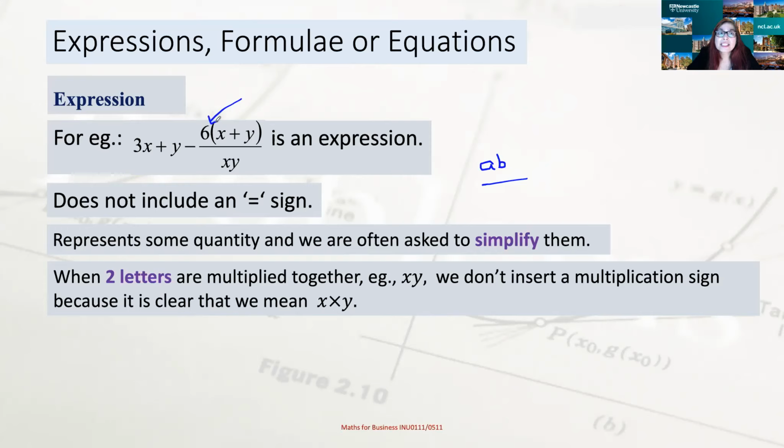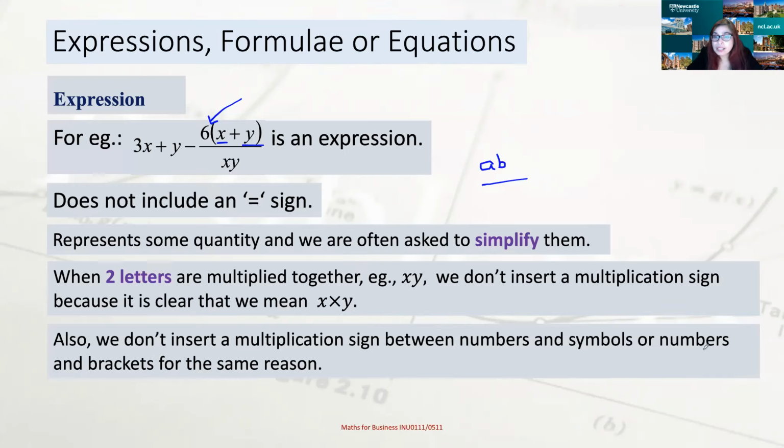You can simply say 6 times x plus y, that means you're multiplying 6 with x and adding it to 6 times y. You don't have to write a multiplication sign here; you just put a bracket. So we don't insert a multiplication sign between numbers and symbols, or numbers and brackets, for the same reason. I simply use a bracket. I did not use a multiplication sign between 3 and x, so you can simply represent it as 3x. It simply means 3 times x. Similarly, xy simply means x times y, and 6 times x plus y does not need a multiplication sign.